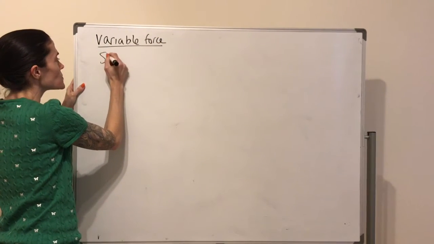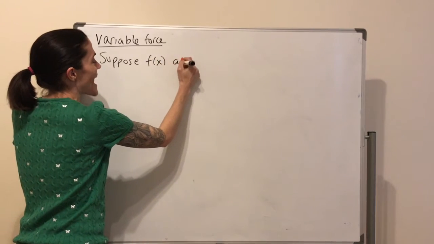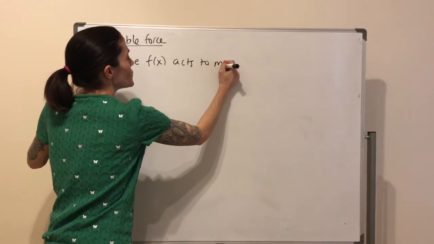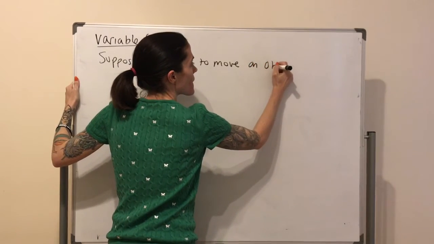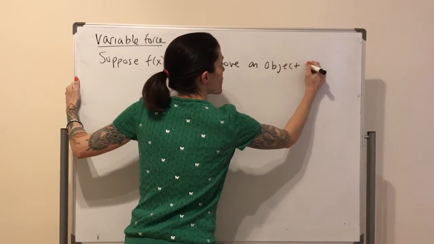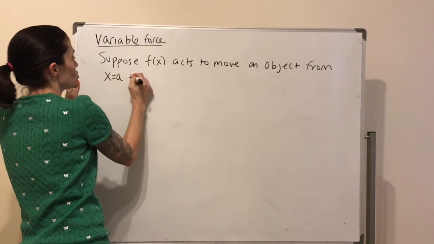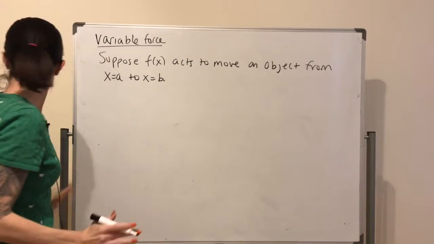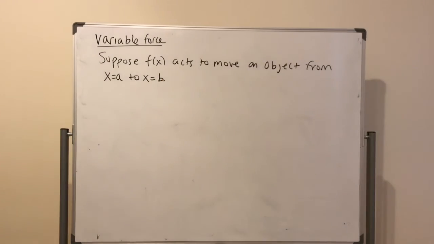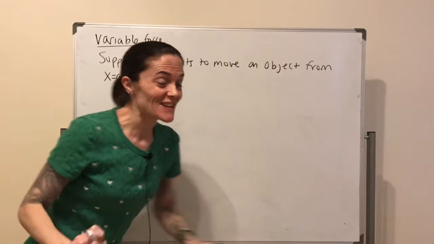So suppose we have a force f of x, and this acts to move an object from x equals a to x equals b. This is our variable force. Now, this is going to be my scooting.